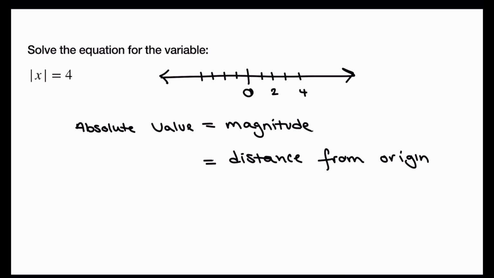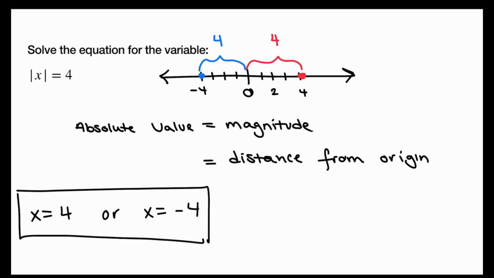It's a distance. So absolute value of x equals 4 means we're trying to find all values, all points that are 4 units away from the origin. And I can visually see on the number line that positive 4 and negative 4 are both 4 units away from 0. So this equation has two solutions. x could equal 4 or negative 4.